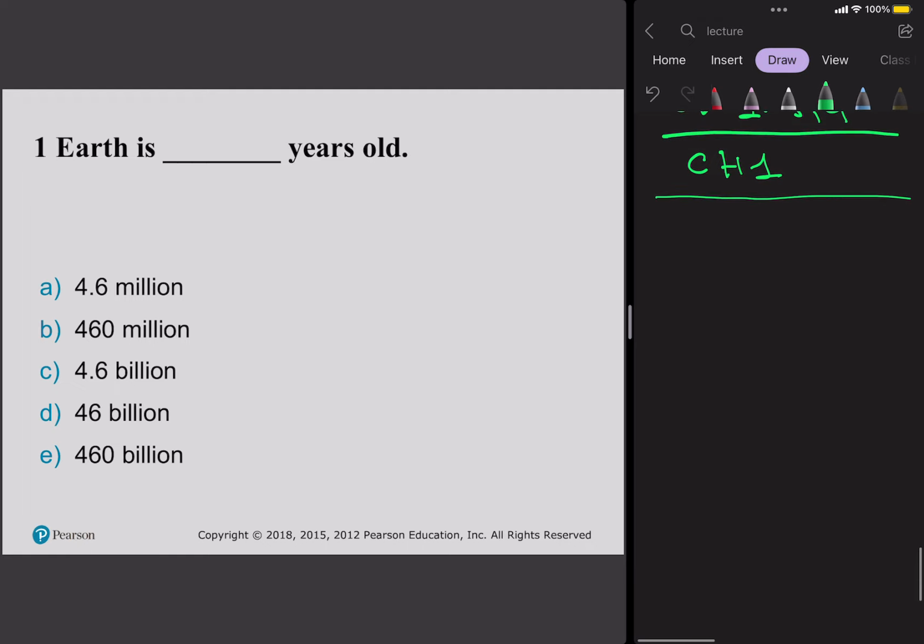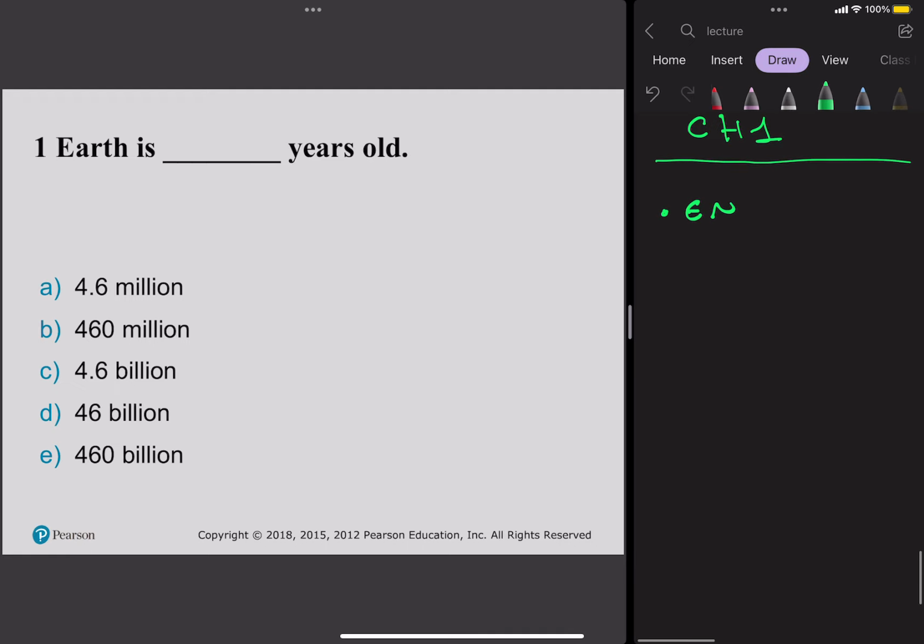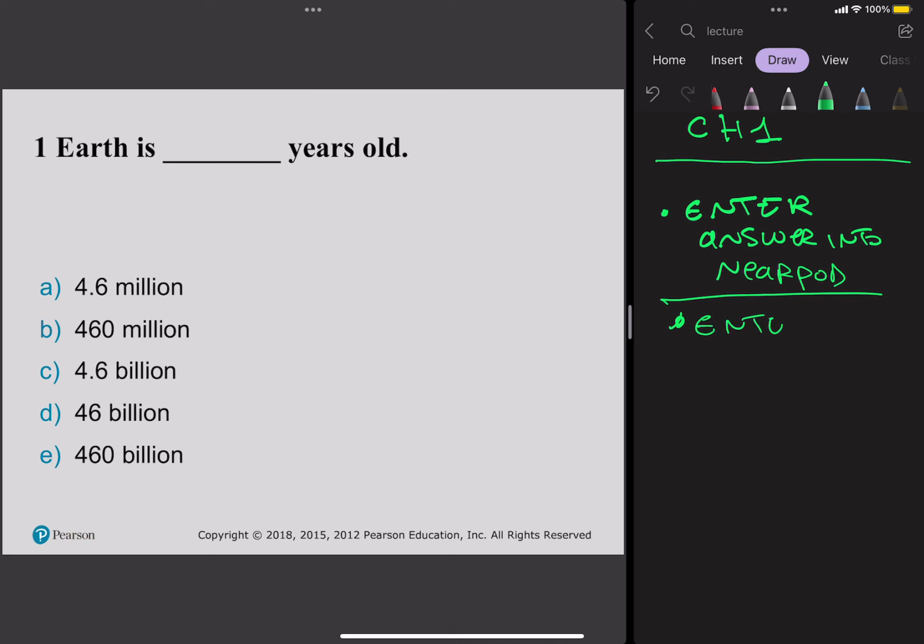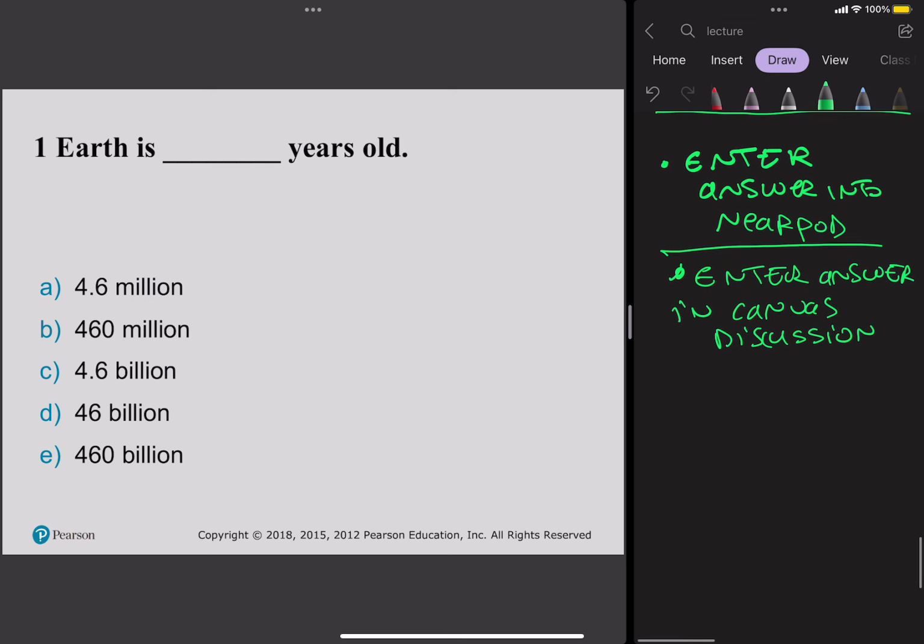So there are two things that I want you to do. The first thing is you'll enter the answer into Nearpod so that you can proceed with the activity. And then afterwards, you'll also enter the answer into the Canvas discussion. You'll get the credit by entering the answer into Canvas discussion.